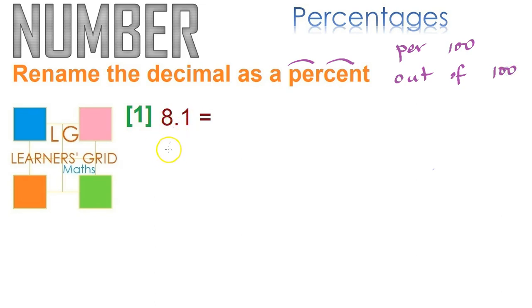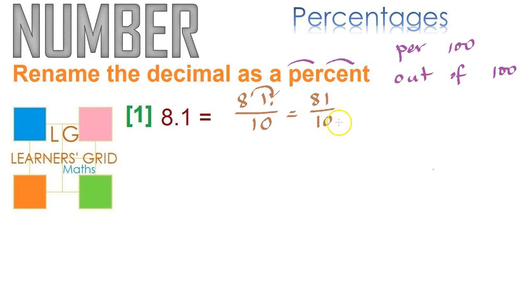So we've got 8.1. So 8.1 over 1 is a very simple renaming as a fraction. I need the denominator to be out of 100 though. So let's move this decimal point one place. So it's now here, not here. Now that jump means that I add a 0. So let's just tidy that up. What does it look like? It looks like this now.